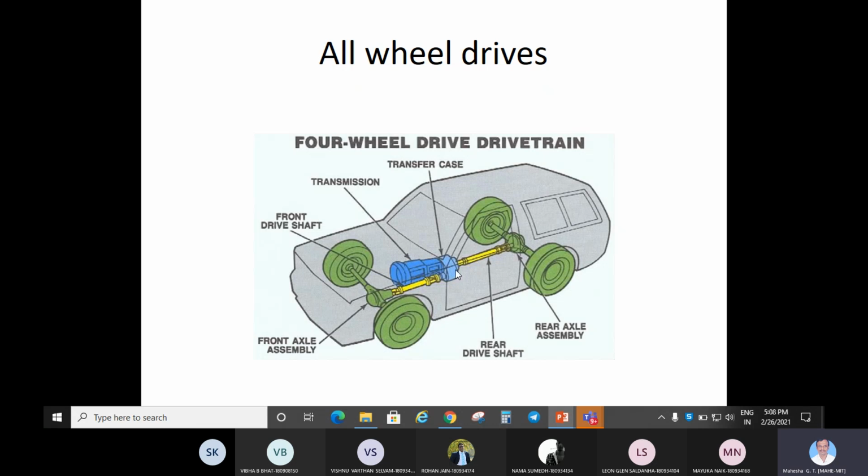So there may be two differentials, at the back axle and at the front axle. Four half shafts, 1, 2, 3, 4. Maybe two variable velocity U joints here, two more variable velocity U joints here. There is a final drive available here, and one more final drive available here. So this is the essential feature of an all-wheel drive type of layout.